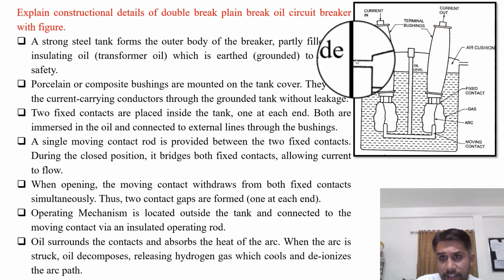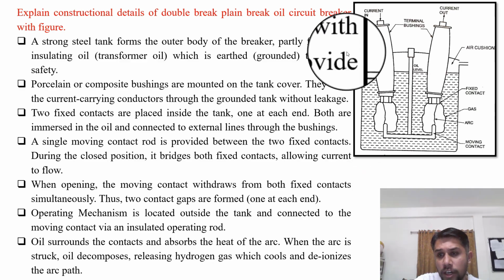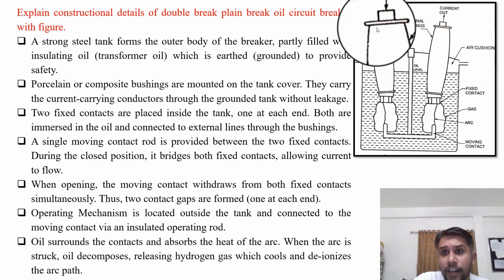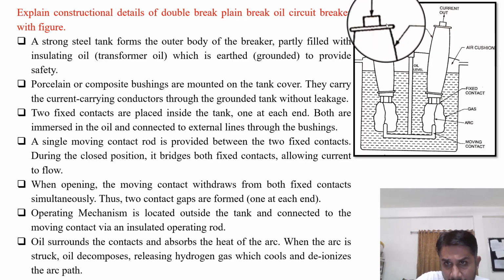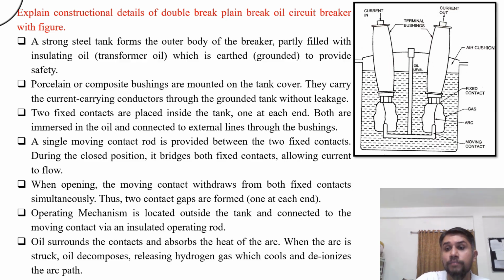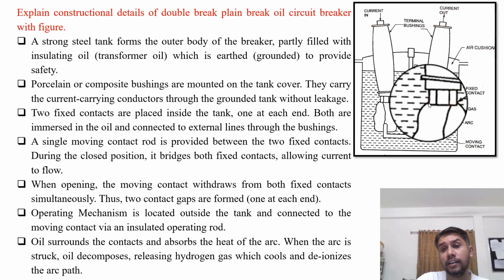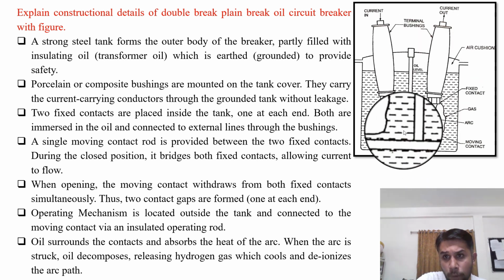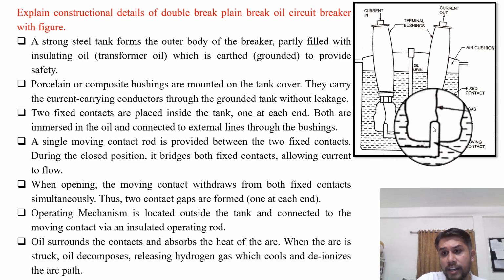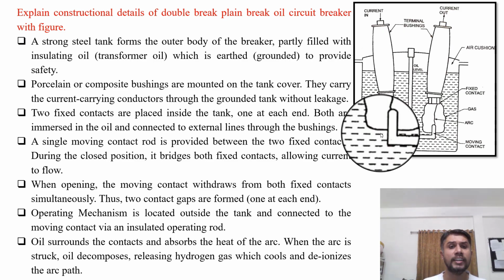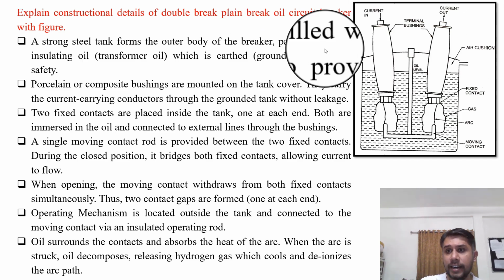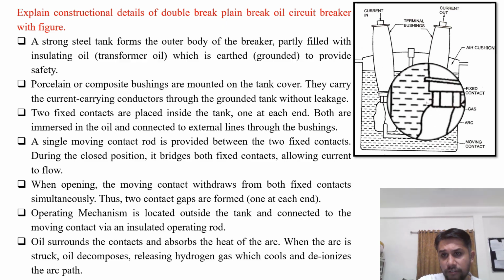So here you can visualize this. This is the tank or the outer body and it is partly filled with the insulating oil, that is, transformer oil. And these are two bushings from which the current enters through this and leaves through this. These serve as the connection of the fixed contacts. Here they are, fixed contacts, and this is the operating mechanism, and these are the moving contacts. Now, two fixed contacts are placed inside the tank, one at each end, and both are immersed in the oil and connected to external lines through the bushings. So here they are connected via bushings. These are the fixed contacts. You can visualize this.